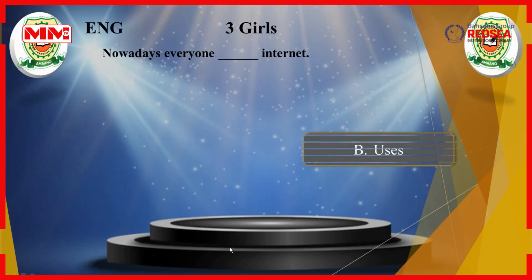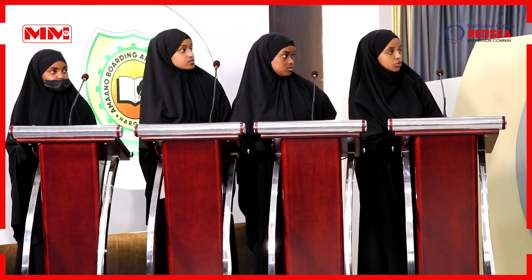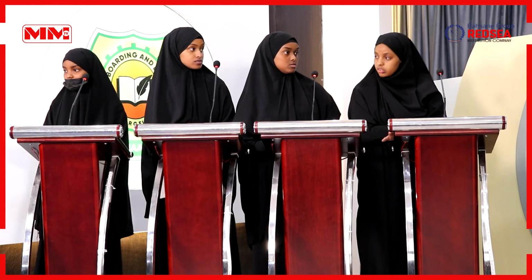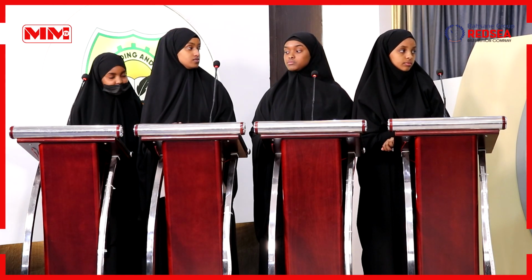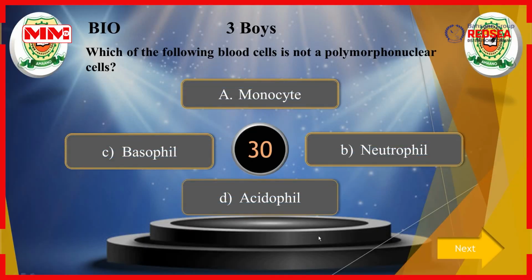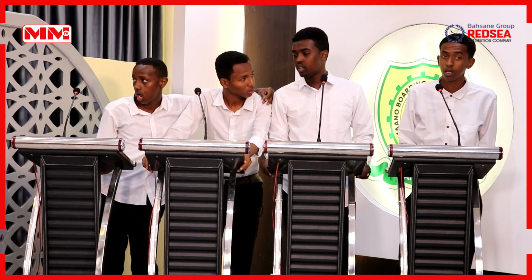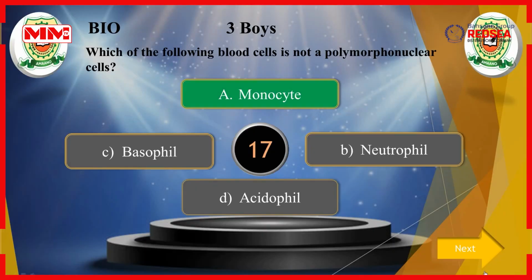English question again. Nowadays, everyone dash internet. Yes? B. B. That's correct. Boys, biology question. Which of the following blood cells is not a polymorphonuclear cell? Yes? A. A. That's correct for the boys.